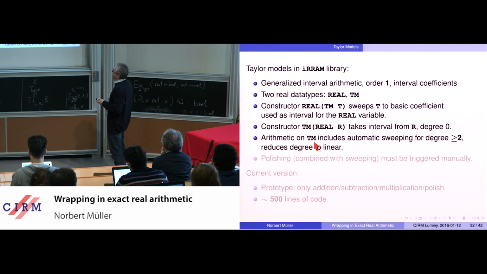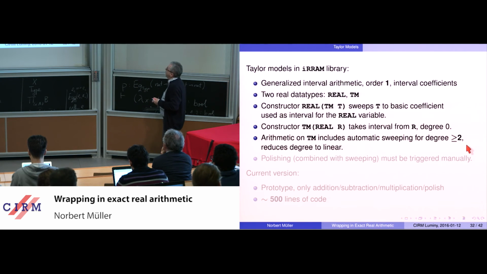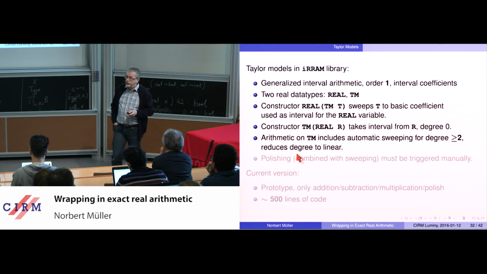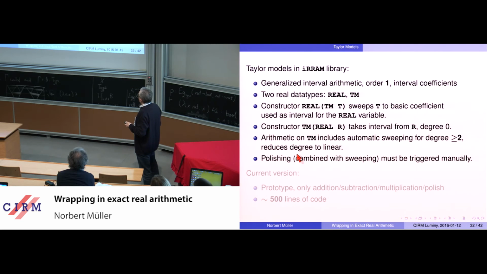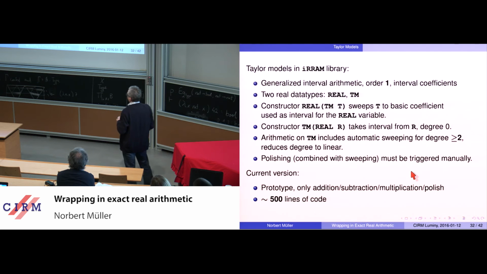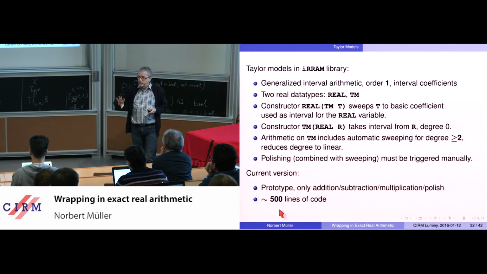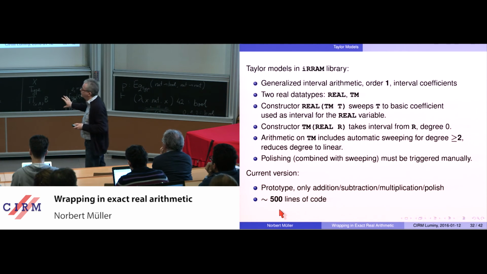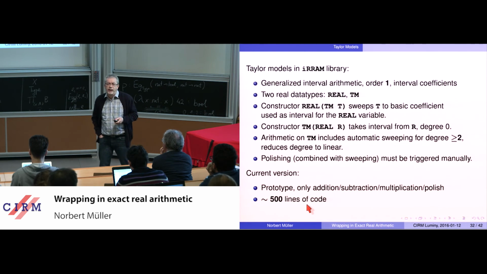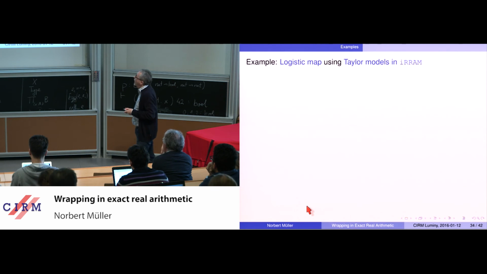And if we compute now, addition and subtraction are not a problem, but multiplication will soon give us things with order larger than 2. Then we reduce the degree with sweeping to linear automatically. And this polishing, which means a stronger change on the data structure, must be triggered manually. Our current version was simple to integrate. We already had intervals, so we just had to add basic operations, and it was around 500 lines of code, not more, to do this. A few examples. Let's have a look again at this crazy logistic map.